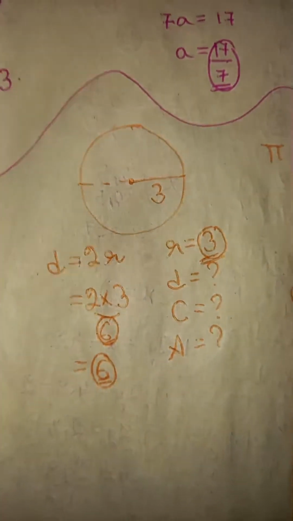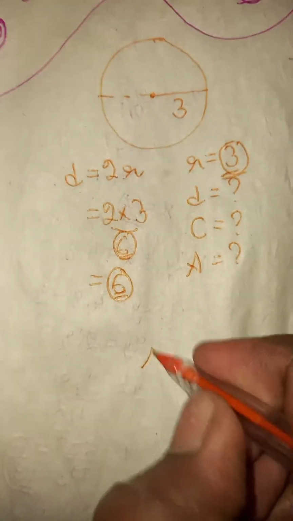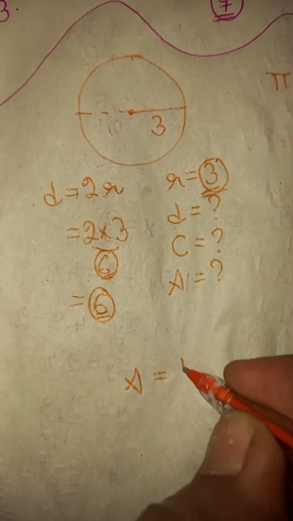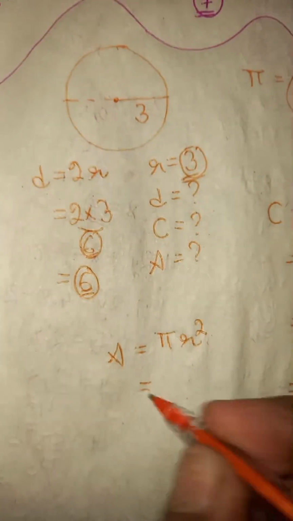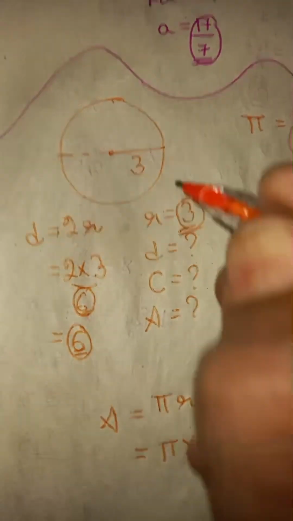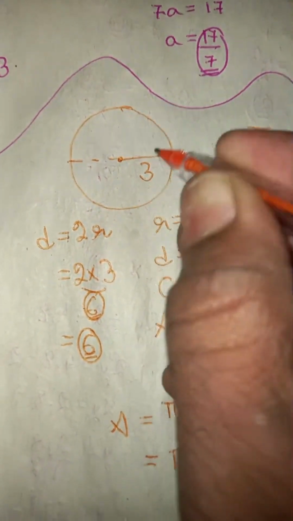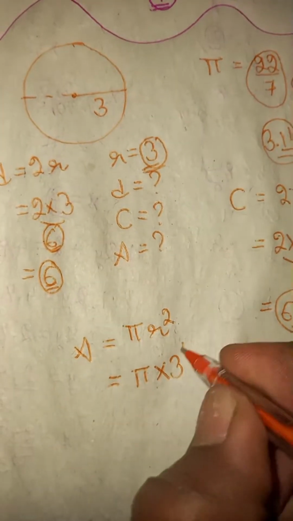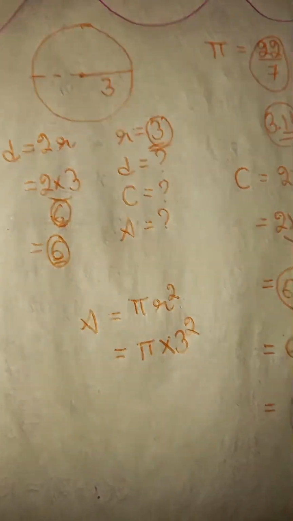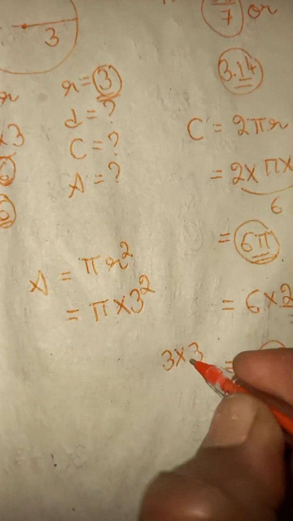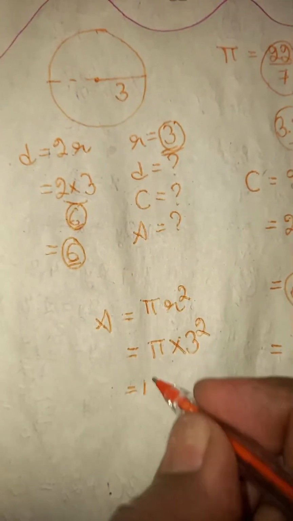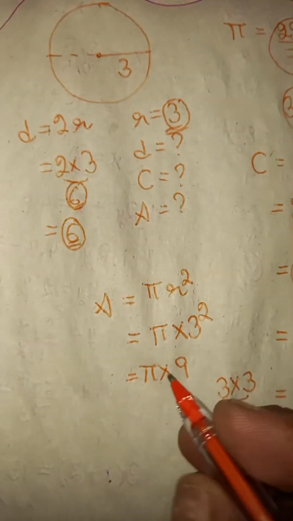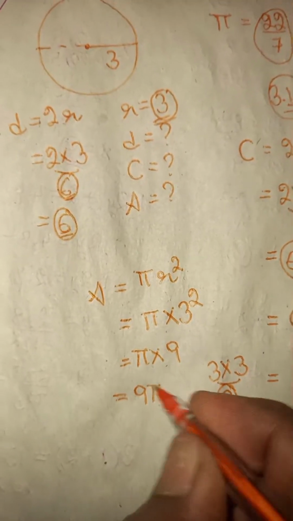Now let's find out what the area is. The area of the circle you can find like this, that is pi r square. This pi r square you can write as pi times, here the radius is 3 units, so it becomes 3 square. Now you can write 3 square as 3 times 3, which becomes 9. So this is pi times 9. 9 pi square units is the area.